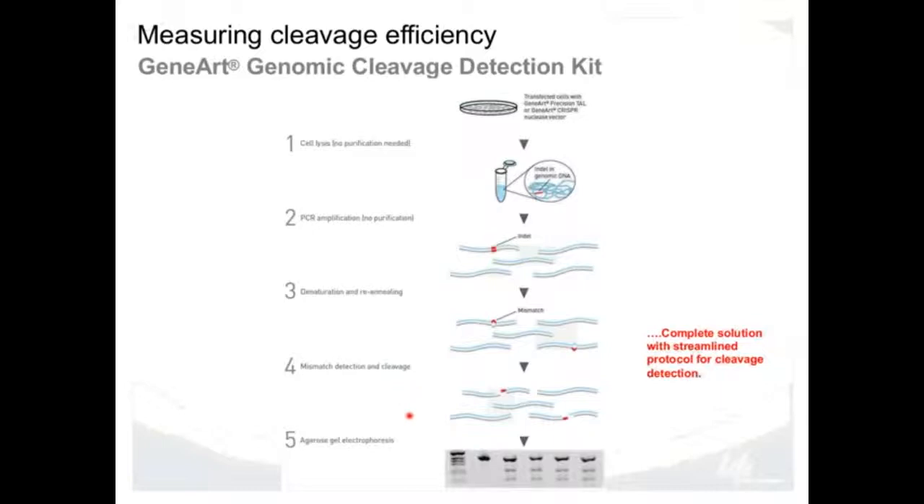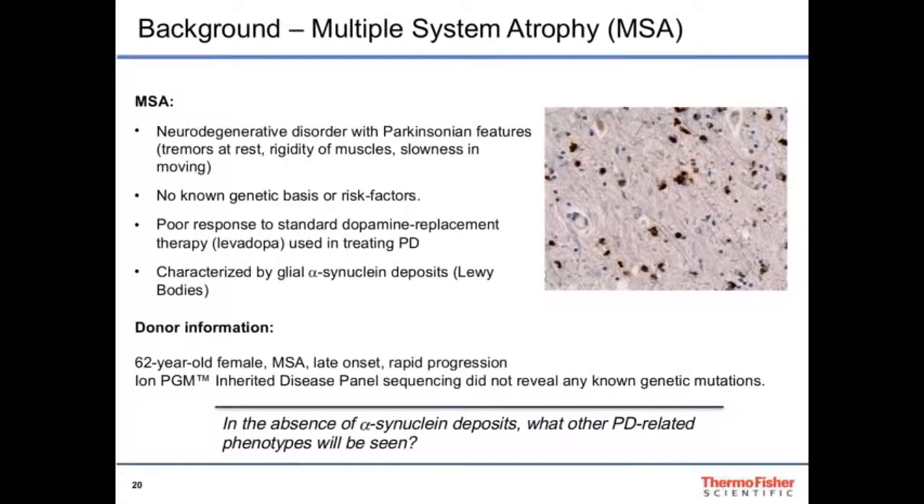And it's an easy matter then just running this pool out on an agarose gel and then calculating the amount of cleaved product in relation to the total amount of PCR product. And that gives us a very easy and fast identification of how efficient our tool is working. So let's get into some specifics.